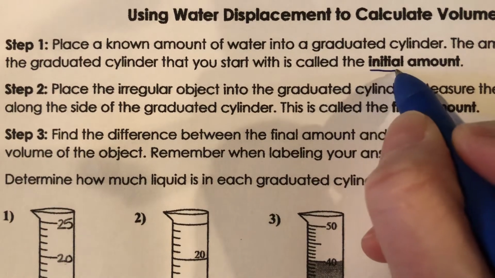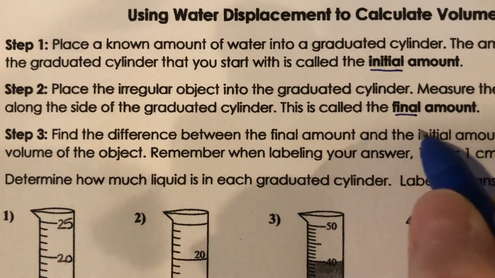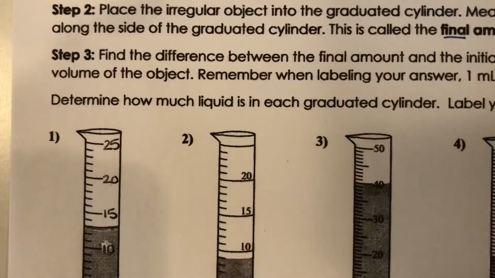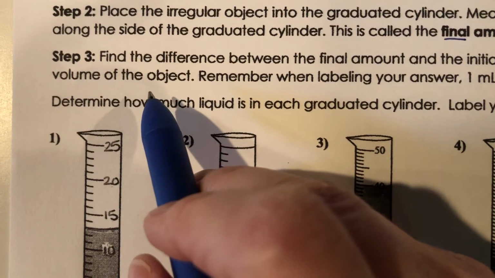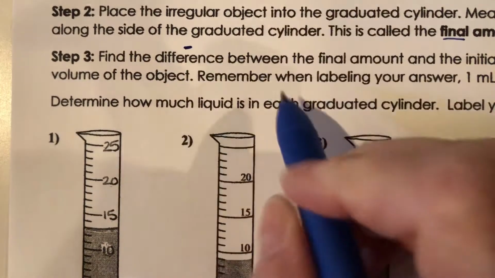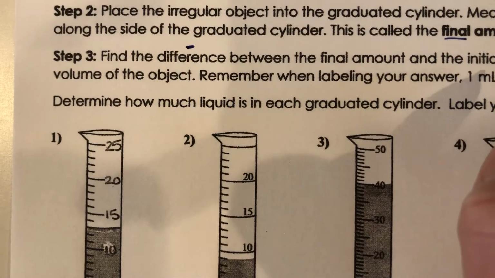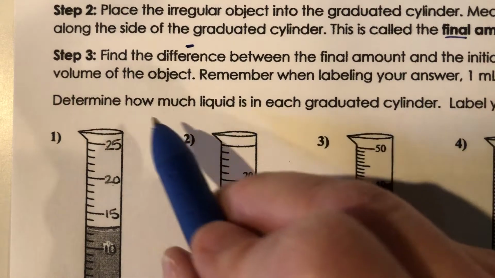So the initial amount's what you start with, how much water is in there. The final amount happens after you place the object in there. And in order to figure out the volume of that object you put in there, you just find the difference, that means subtract, between the final amount and the initial amount. So you take your final amount minus initial amount, and then you get the volume.